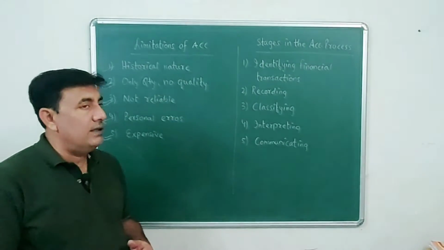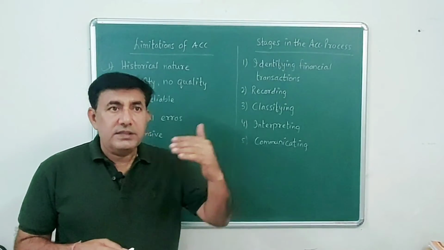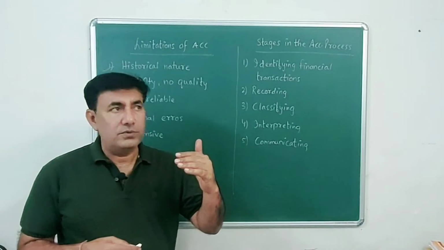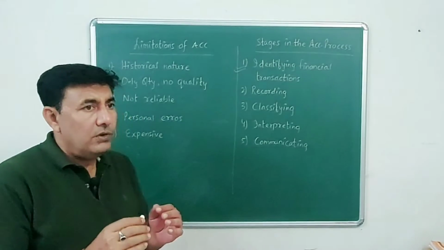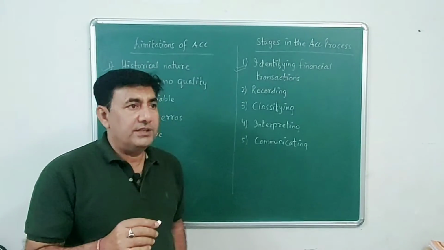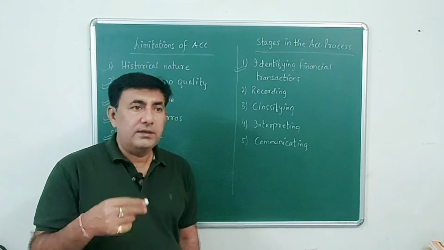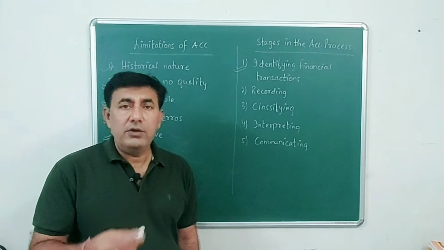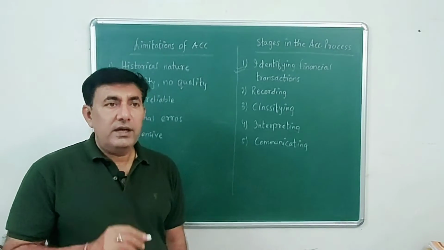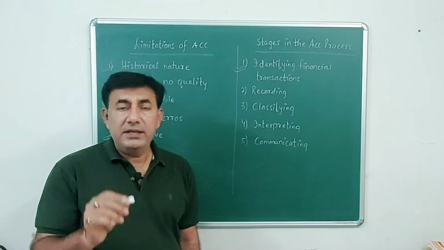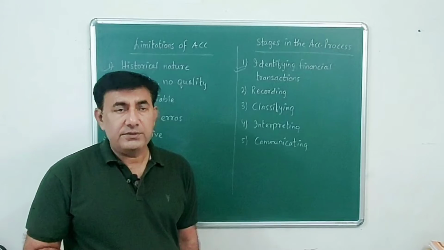Now see the stages in the accounting process. What are the steps that we follow in the accounting process? The first one is identifying a financial transaction. First of all, we will identify whether this transaction is financial or non-financial. Financial transactions are measured in terms of money, whereas non-financial ones we cannot measure in terms of money. This is very important, because in accounting, we generally assume that only financial transactions are recorded and there is no room for non-financial transactions.